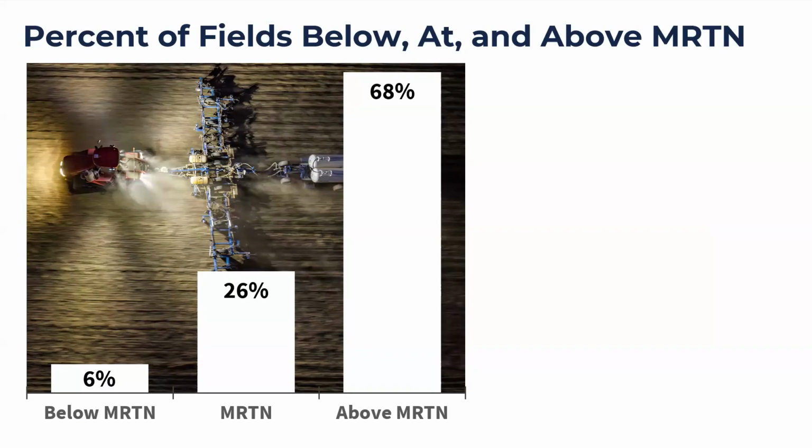So as I mentioned, again, most farmers are applying above the university recommendation in Illinois, 68% of the fields. 26% of the fields receive an application at the university nitrogen recommendation. And 6% of our fields were receiving a nitrogen application below the university recommendation.